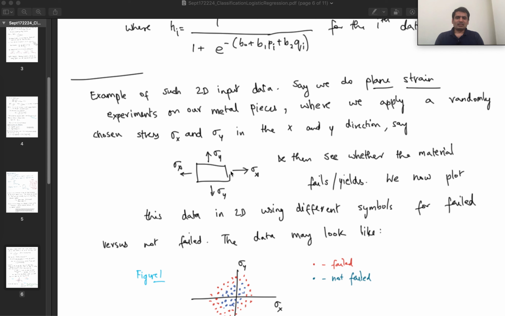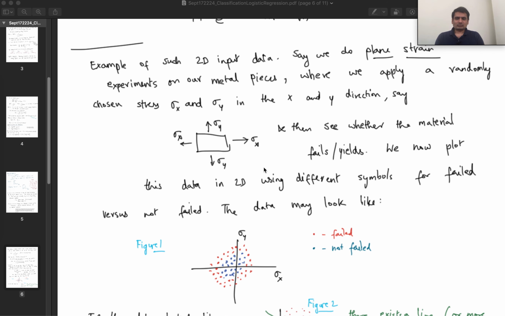you could have principal stresses, let's say, or stresses in some directions, sigma x and sigma y, and what we would have potentially is data that looks like this, where within a particular region containing sigma x and sigma y, the material will not fail, and outside some region containing sigma x and sigma y, the material may fail. So you can have data that looks like this.